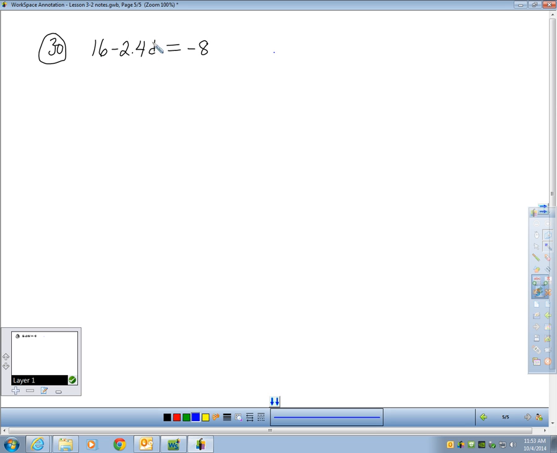This problem worries me a little bit, and here's why. Center of the onion's d. The next layer, we're multiplying d by negative 2.4. Here's the outside layer. Here's what worries me. We got to get rid of the 16, but what do we have to do to get rid of the 16?